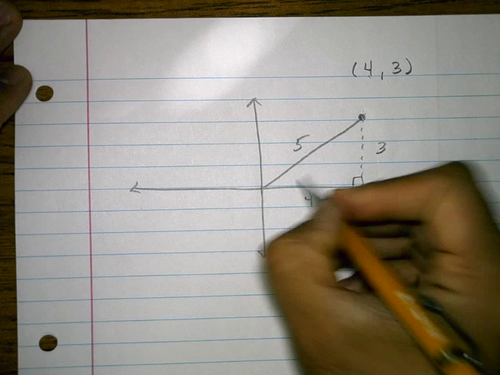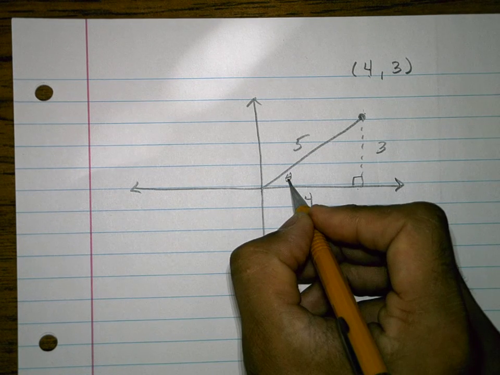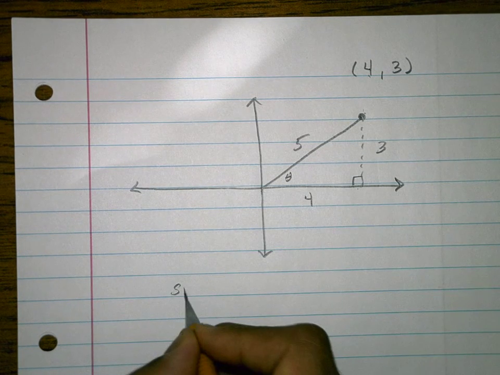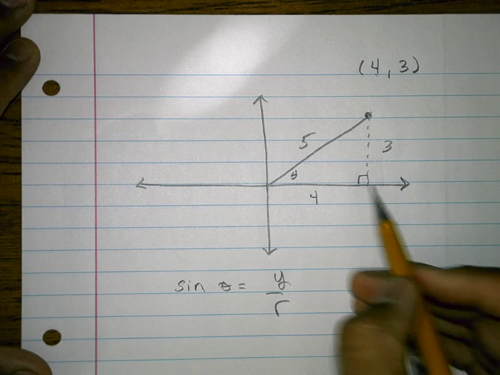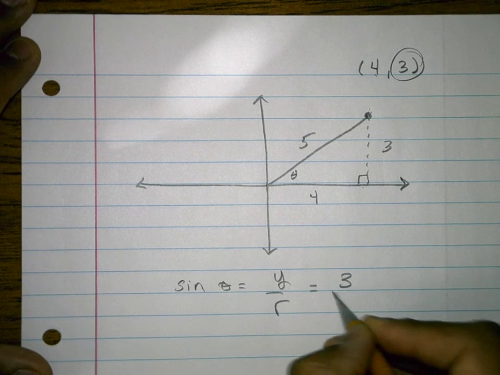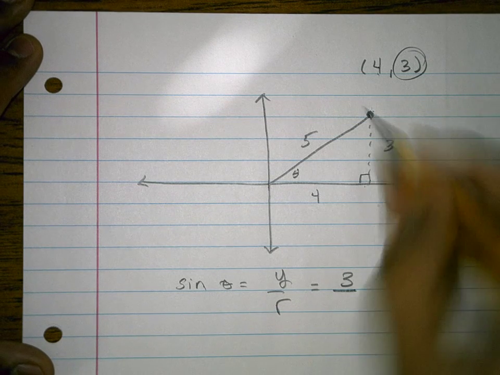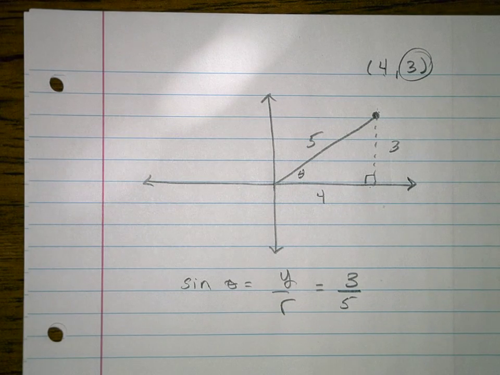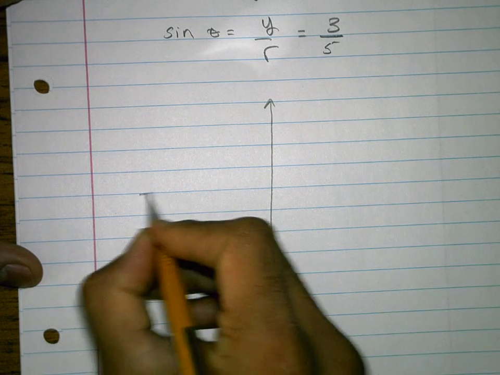Okay? So if I refer to this inside angle as theta, and I wanted to find the sine value of this particular theta, this angle, I would say the sine of theta is equal to the y value over the r value. So my y distance, you can see it's right there, right, is 3. And through Pythagorean theorem, I figured out that my radius is 5. So the sine is 3 over 5.